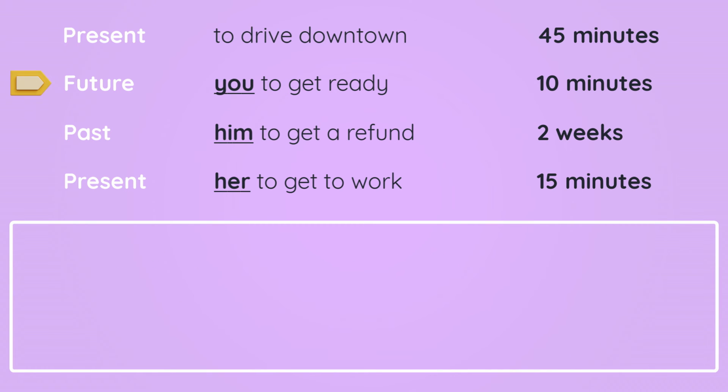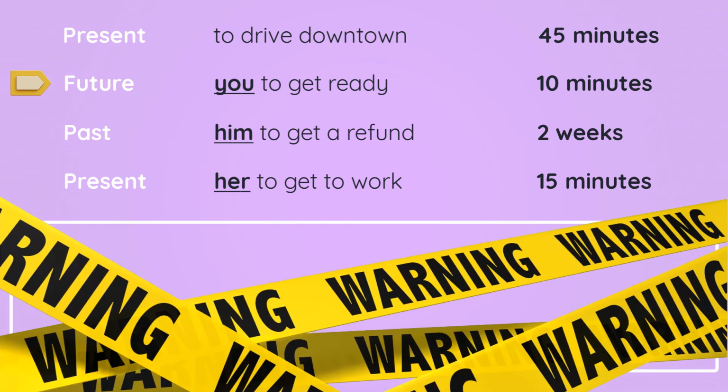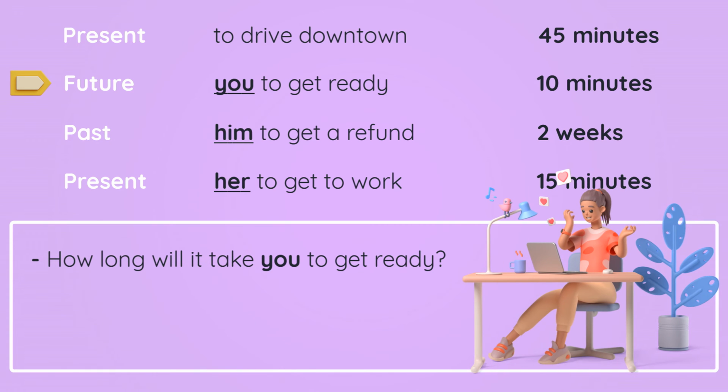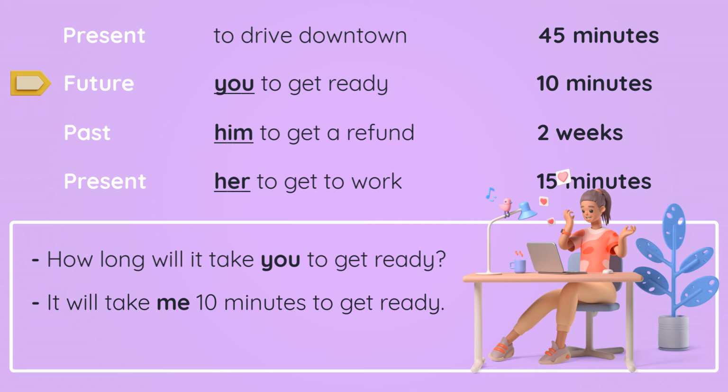Good. Now in the future, slightly different question. I'm going to show you what it is. So, how long will it take you? Okay, now we have put in a word here. How long will it take you to get ready? So the answer is, it will take me 10 minutes to get ready. Okay, you see how that is? How long will it take you? It will take me.